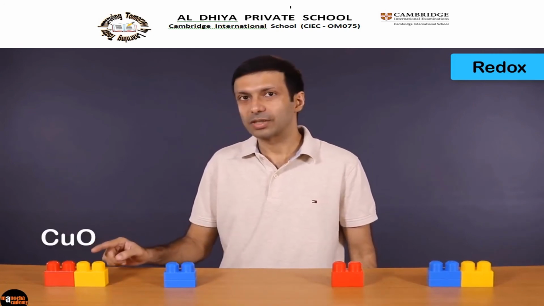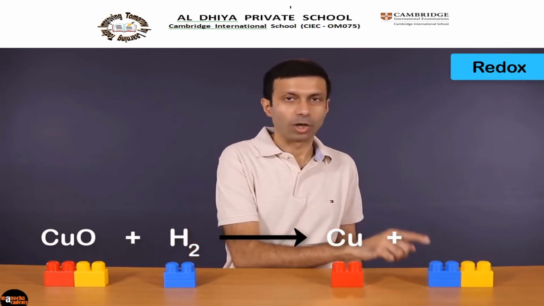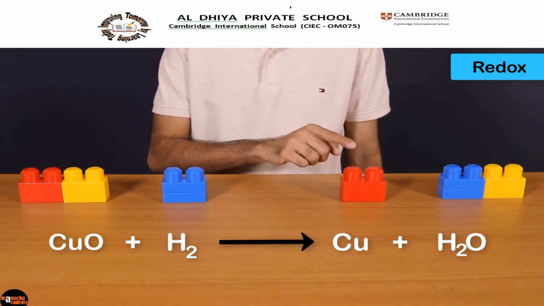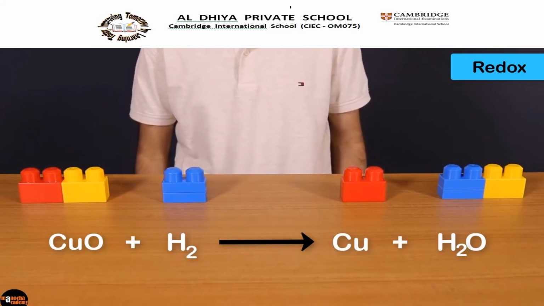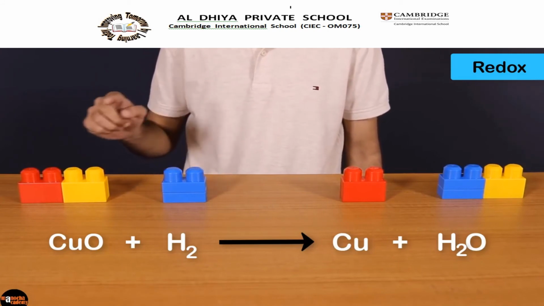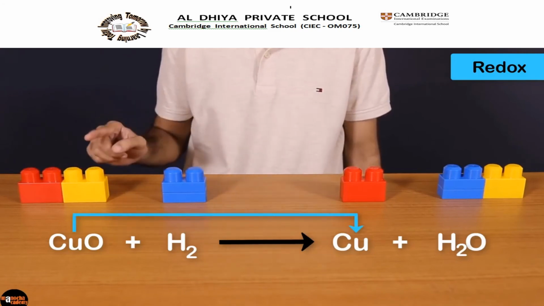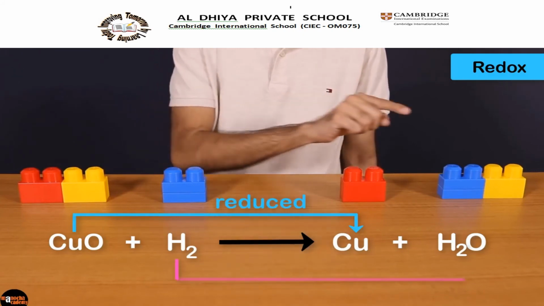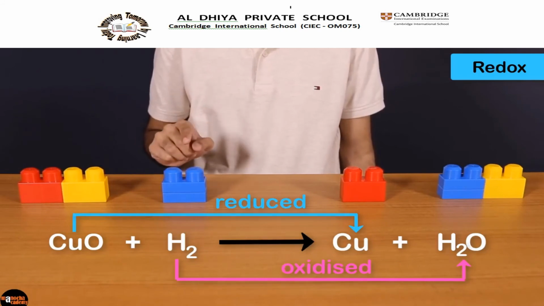Let's say we have copper oxide and hydrogen here, and when they react, we get copper and water. Now, if you look carefully, this is a displacement reaction because hydrogen is displacing copper from the compound copper oxide. Now let's take a look from the redox point of view. Copper oxide is losing oxygen and becoming copper, so copper oxide is getting reduced here. And hydrogen is gaining oxygen and becoming water, so hydrogen is getting oxidized in this reaction.